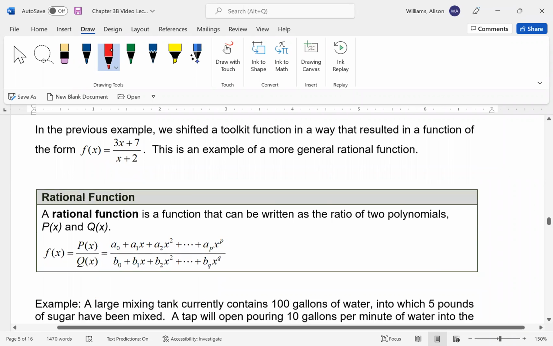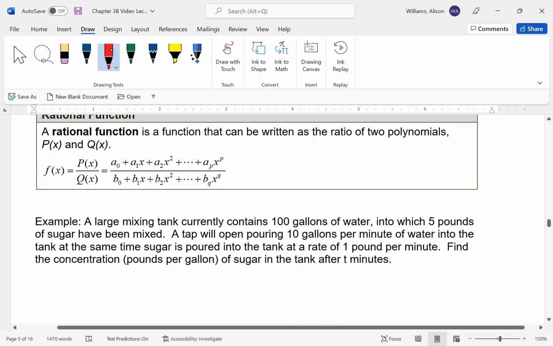Okay, so they like to do another example with a word problem, and we're going to kind of set this up. So a large mixing tank currently contains 100 gallons of water into which 5 pounds of sugar has been mixed. A tap will open, pouring 10 gallons per minute of water into the tank at the same time sugar is being poured into the tank at a rate of 1 pound per minute. Let's find the concentration of sugar in the tank after T minutes. So after some indeterminate amount of time, how much is actually in there?